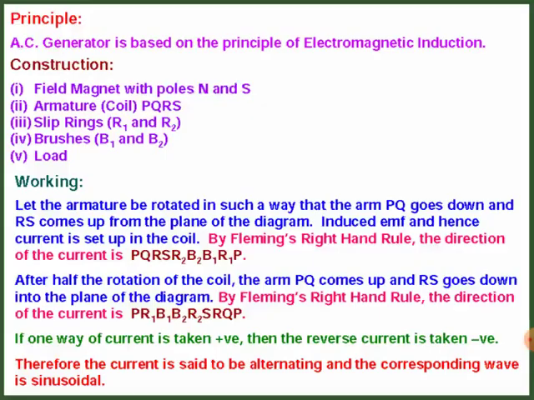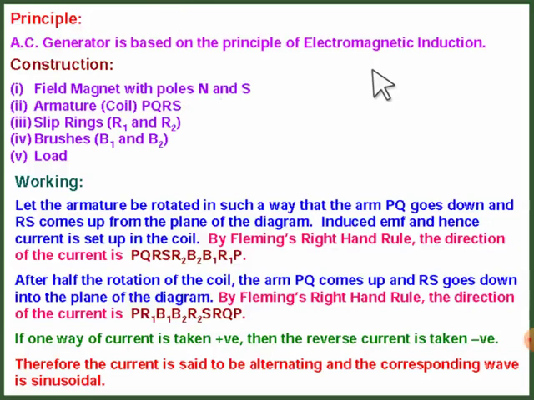What is the principle of AC generator? The principle of AC generator is nothing but EMI, that means electromagnetic induction. Electromagnetic induction is the principle of AC generator. Or you can also say that when a conductor placed inside the magnetic field moves, it produces or induces electric current in it.